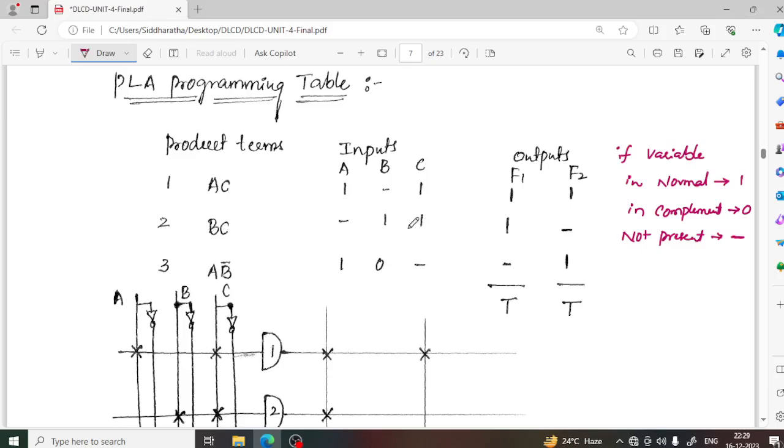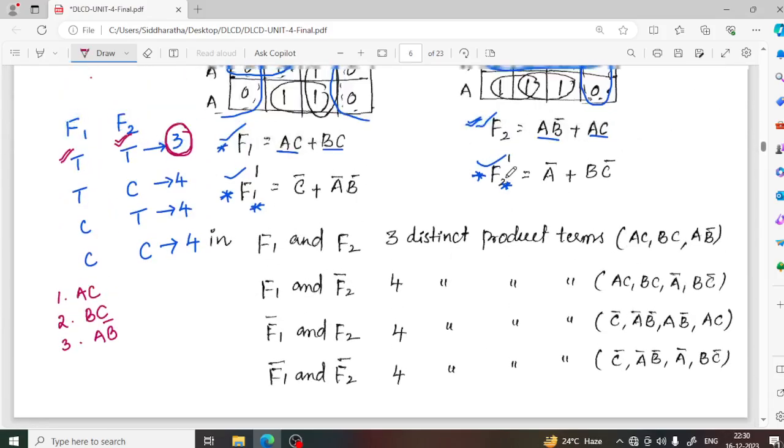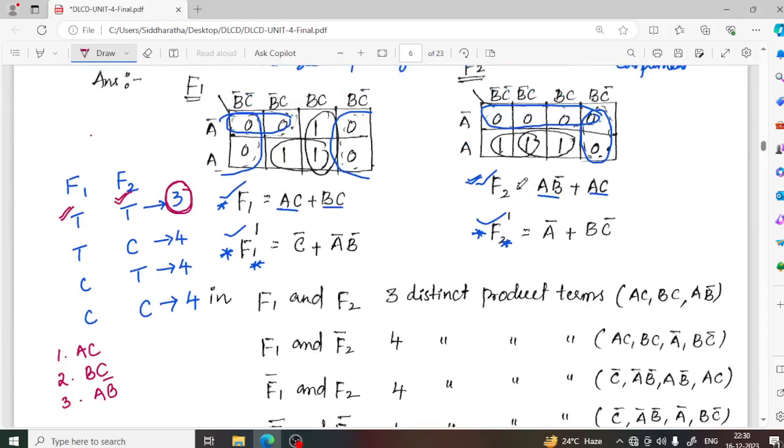Similarly BC: B and C both are in normal form, A not present. AB bar: A in normal form, B in complement form, so in the place of B you have to put 0. C is not there, so you have to put a dash, right? Then for inputs, you list out the presence of variables here. Then outputs: what are the outputs? F1 and F2. What is the Boolean expression for F1? Observe the F1 expression. F1 taken in normal form, F2 also taken in normal form. F1 covers AC and BC.